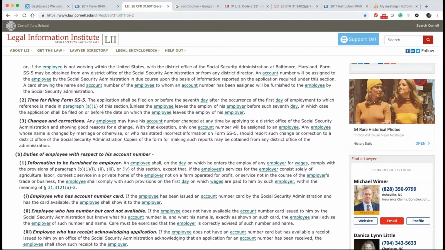Reference made in paragraph A1 of this section, unless the employee leaves the employer before such 7th day, in which case the application shall be filed on or before the date on which the employee leaves the employer. So it's telling you, if you're going to get a job and you want to give some money away, it needs to be done on or before the 7th day on that job, the first job you get.